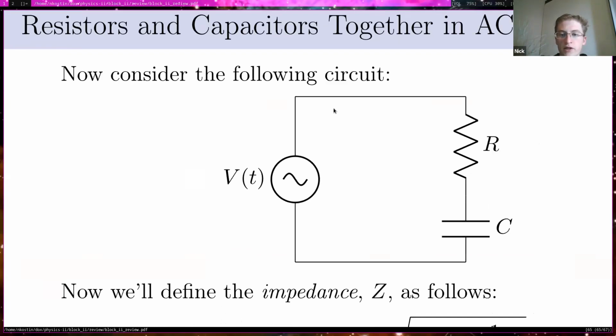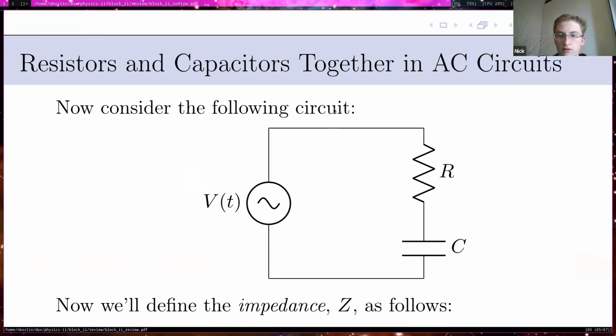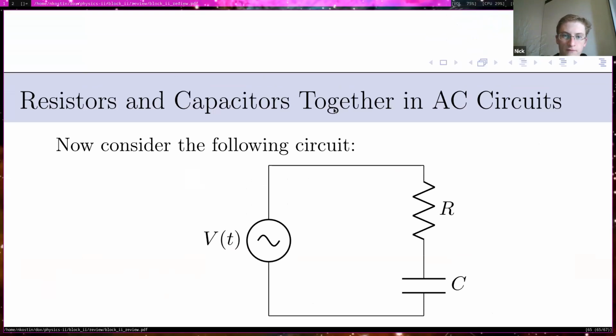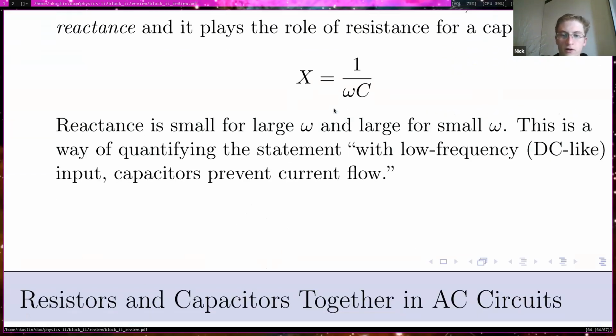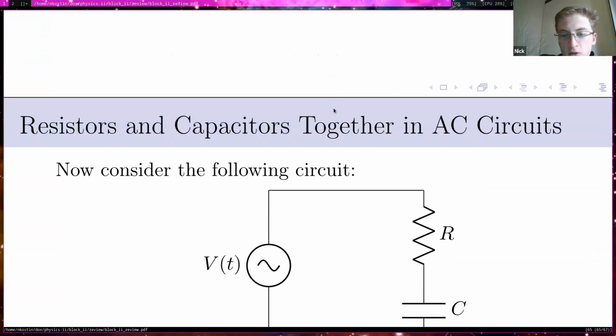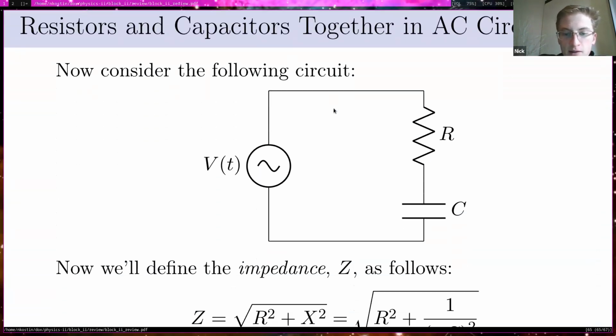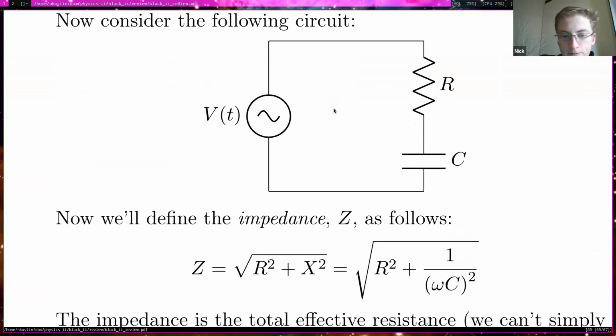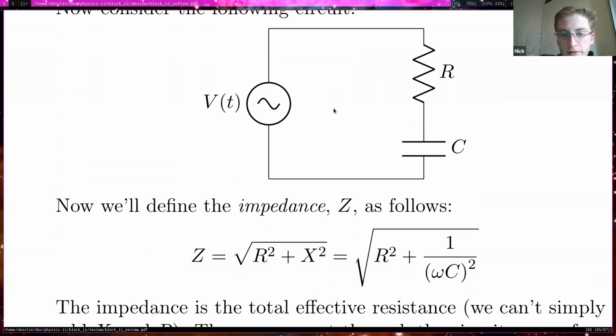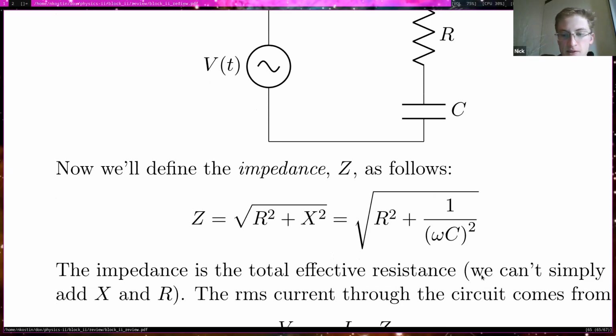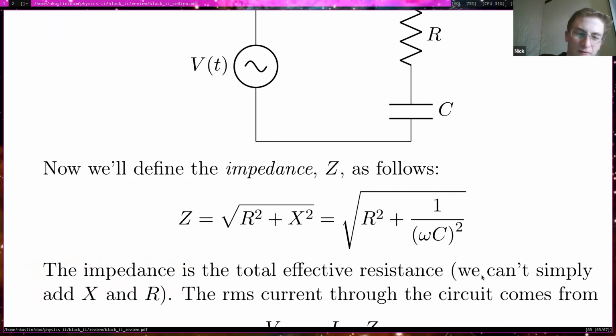I can't just straight up add the reactance with the resistance. I can't add X, which I found from here before, to R. If I want to quantify how much total effective resistance this circuit provides, that's going to be with a new quantity called impedance. Impedance is defined as the square root of R squared plus X squared, which if I plug in X, is R squared plus 1 over omega C, squared. And this equation is on your equation sheet. So impedance is just a way of quantifying the total effective resistance, because we can't add X and R because they're not in phase.